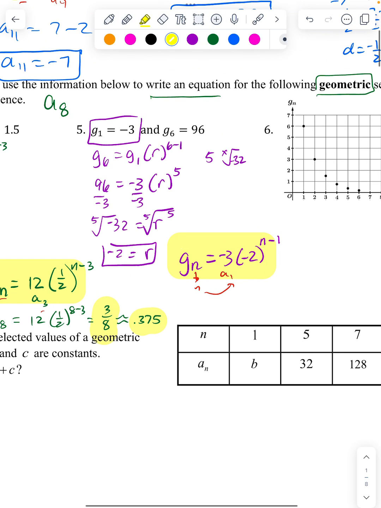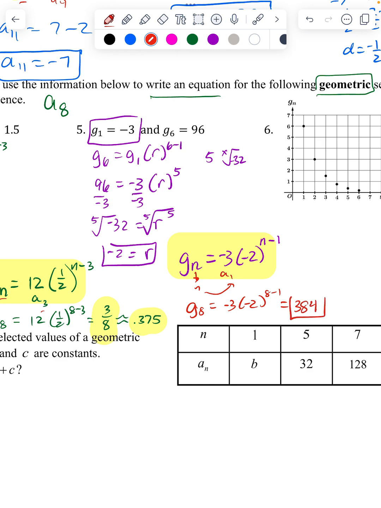And then I'm going to use that to find g sub 8 by putting that 8 in here, and I get out 384 as my 8th number in the list.